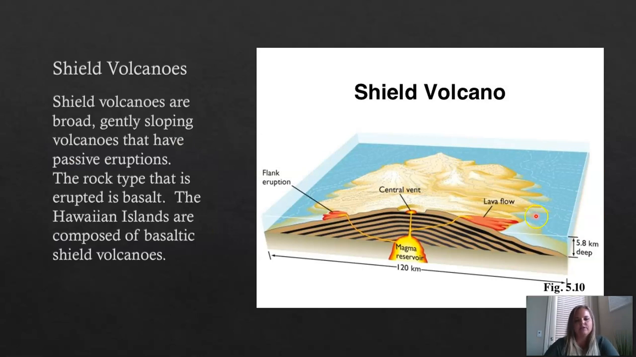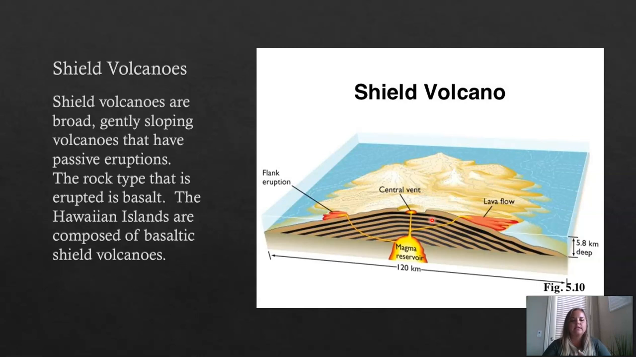So starting with shield volcanoes, this is an example of what one would look like. These are generally broad and very gentle sloping. So you don't have that very iconic volcano shape with these volcanoes. The Hawaiian Islands are an example of this. They have very passive eruptions. They just kind of spew out lava here and there. And the lava flow generally will fan out because of the low viscosity. So shield volcanoes have a very low viscosity and a very low silica content.